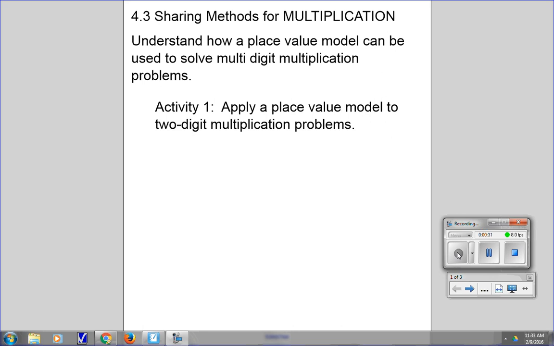For 4-3, be working on the left side. You can use the left side and the right side. And then for 4-4, you'll start again on the left side, okay?